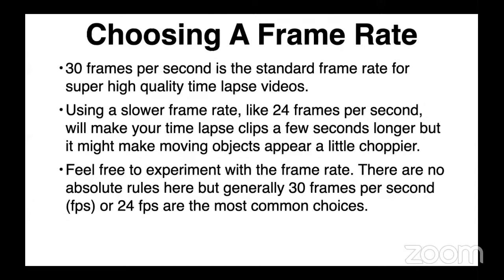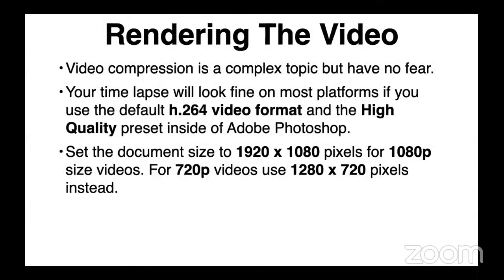Now, there are no absolute rules here. I personally think stars look fine, great, at 24 frames per second. I think 30 is a little faster and smoother than we really need. But play with this one. Feel free to experiment. The last steps in Photoshop are to render a video.